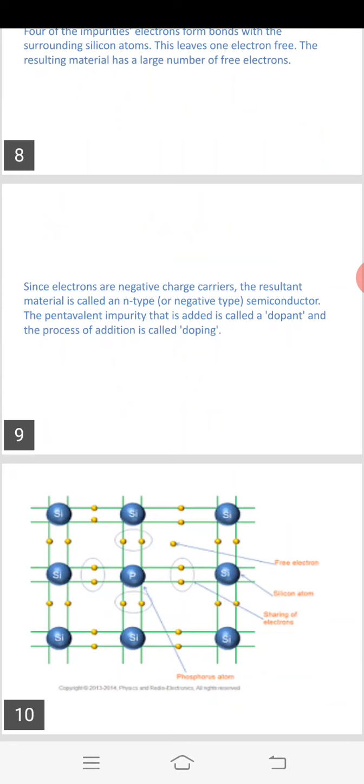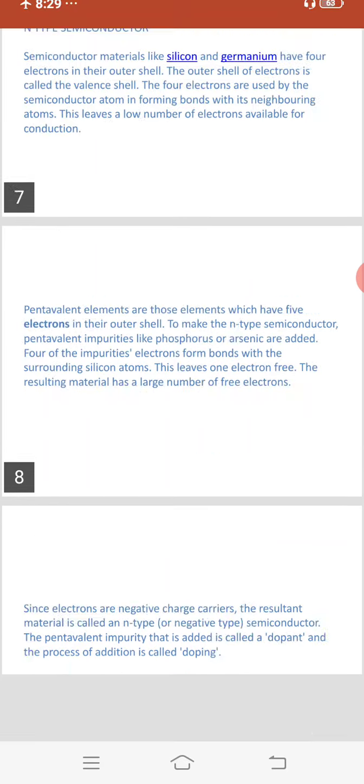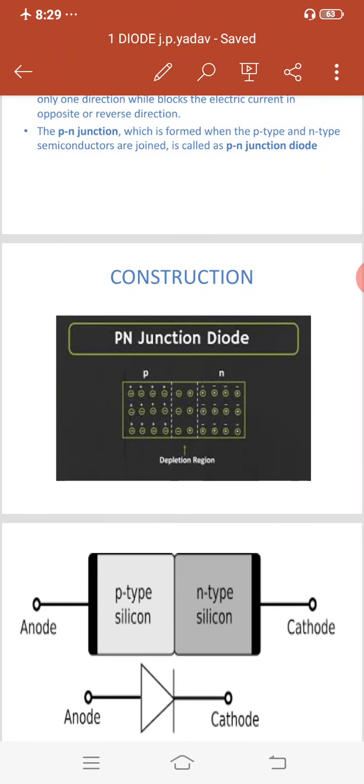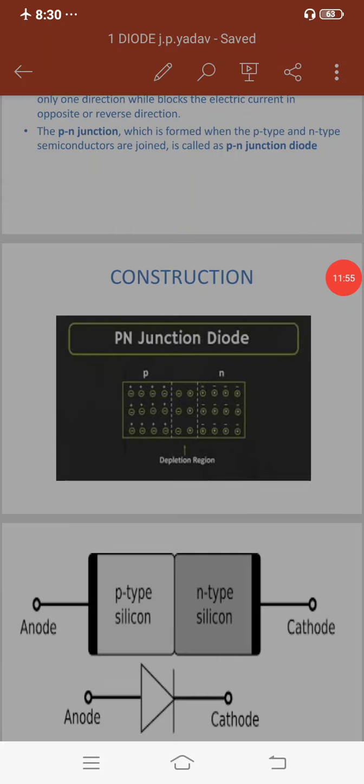When P type and N type are combined, the design is complete and the device is known as a diode. A diode is a semiconductor device which we use as a switch in electronic circuits.